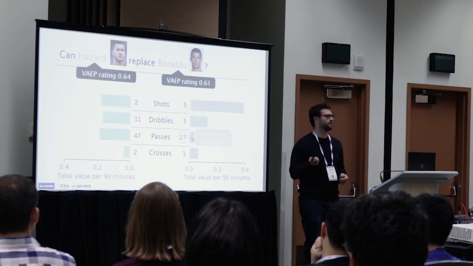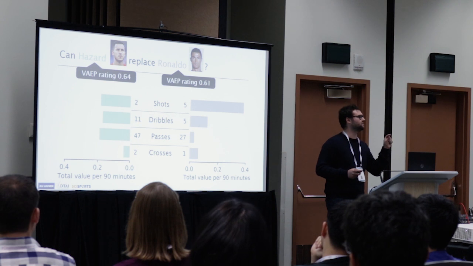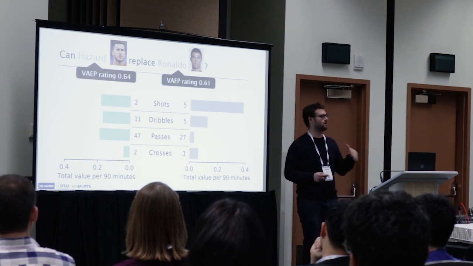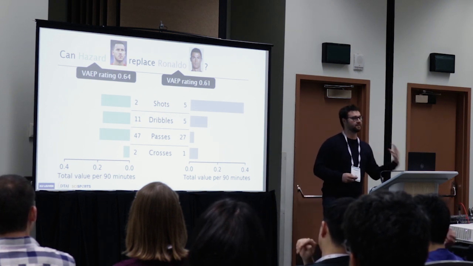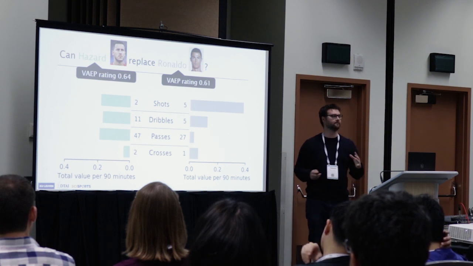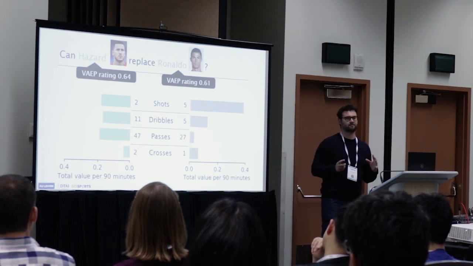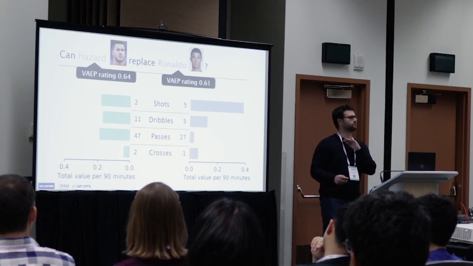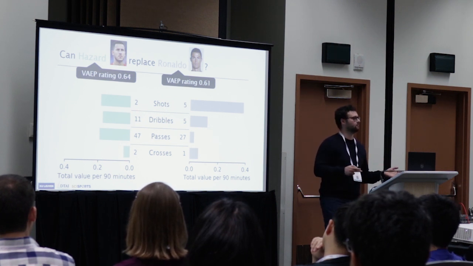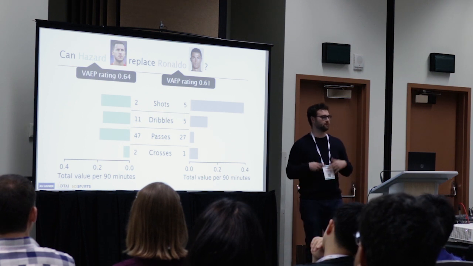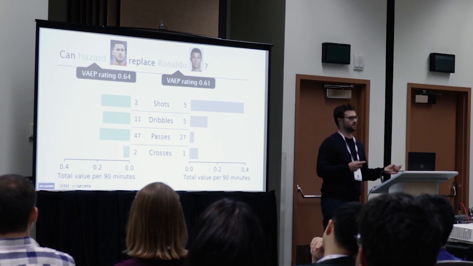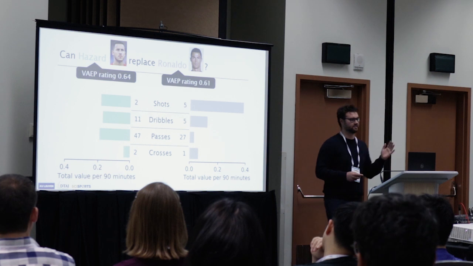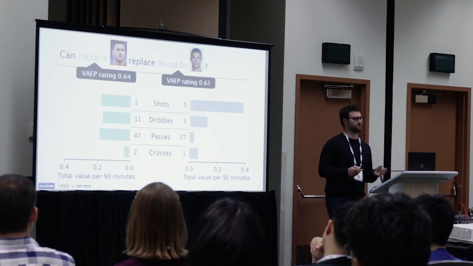But the interesting thing is that we can differentiate those types of actions based on how much value they create. What we see here is that Ronaldo gets a lot of value from his shots, some value from his dribbles, and almost no value from his passes at all. While Hazard is a much more balanced player. He gets roughly as much value from his shots, dribbles, and passes.